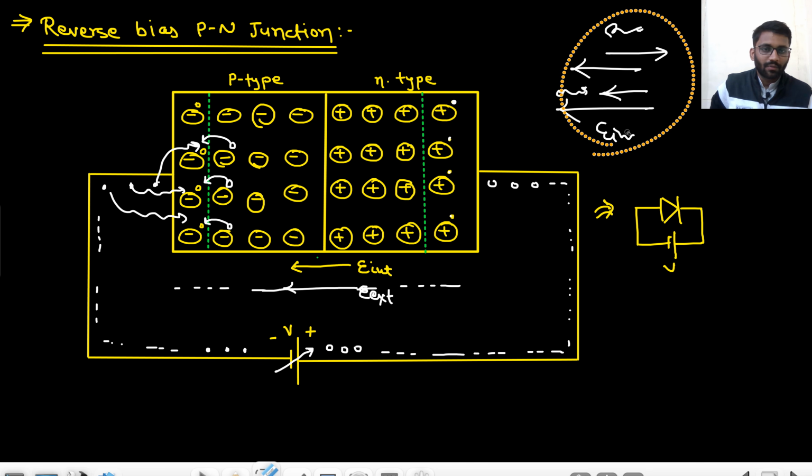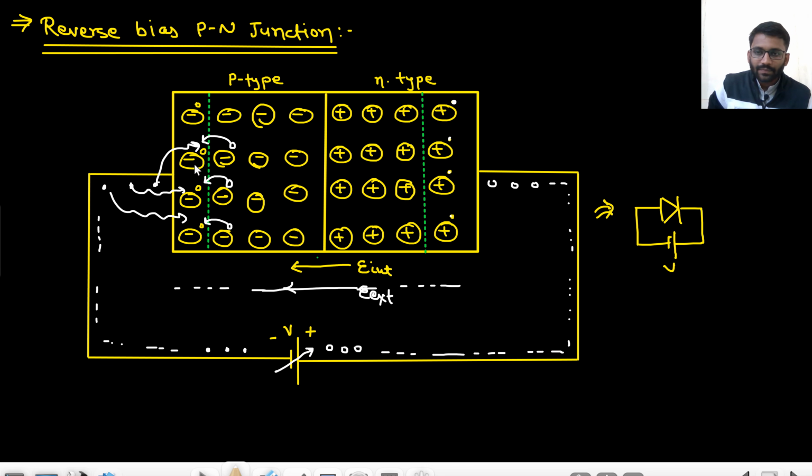Okay, but there is one more thing, that is there are some minority charge carriers as well. There are some electrons, there are some holes, right? In n-type semiconductor minority charge carriers are holes, and in p-type semiconductor minority charge carriers are electrons. Now because of this force, because of this electric field, these electrons can move towards there.